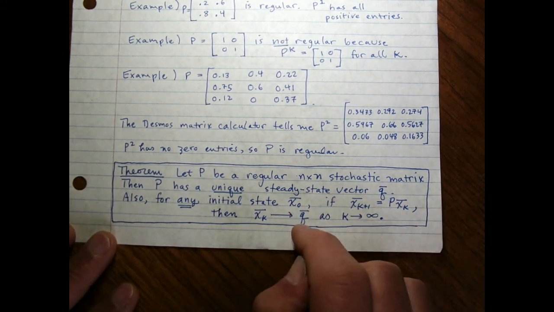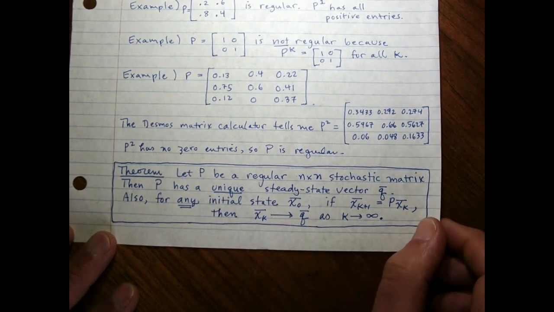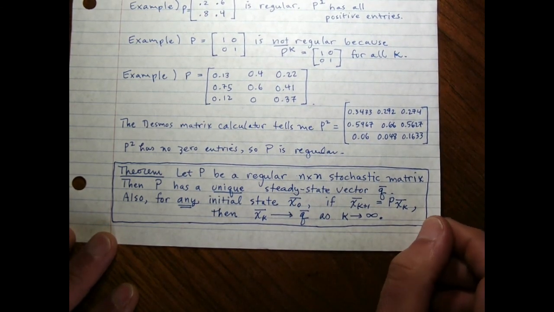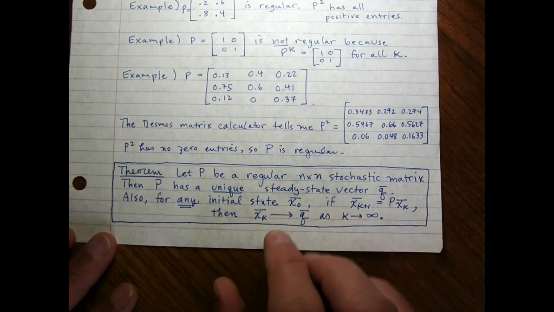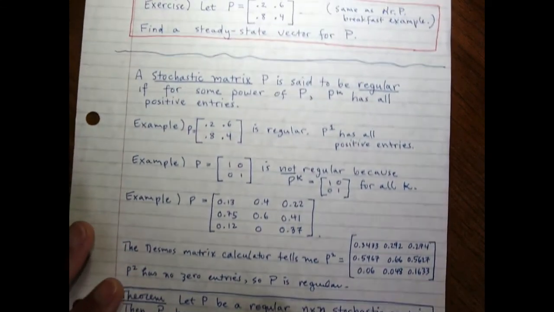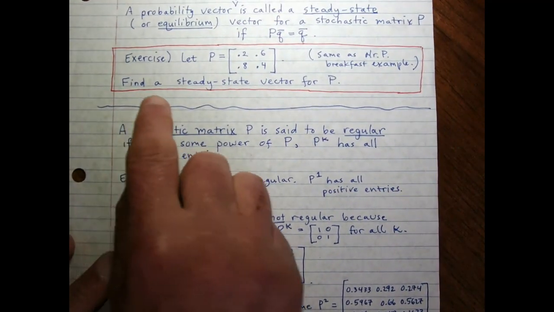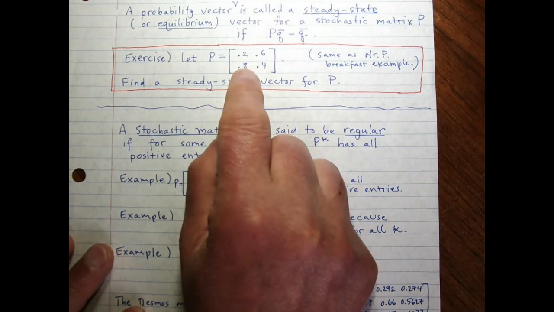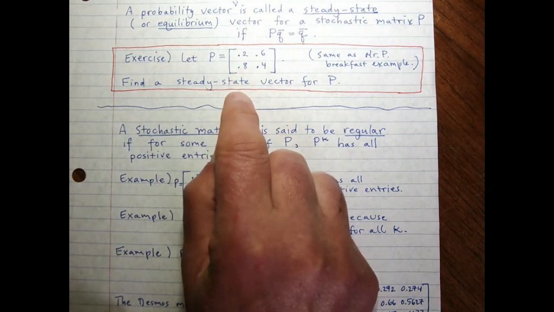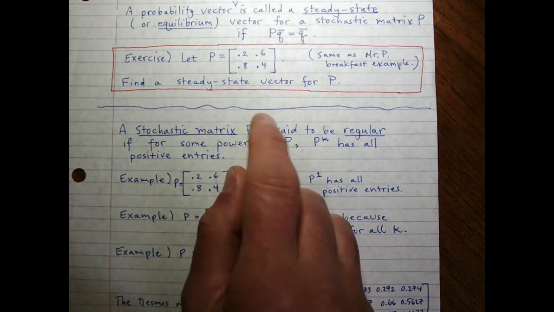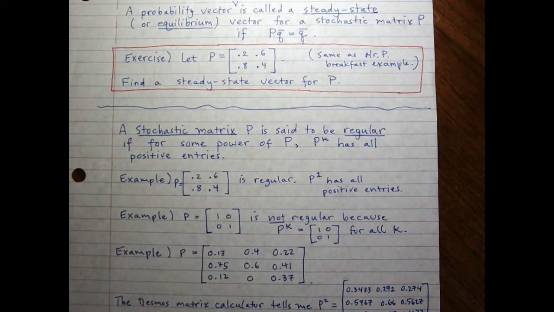If the stochastic matrix was not regular, it turns out the steady state vector might not be unique, and we're not going to see any situations like that. For us, the steady state vector will always be unique. So what I outlined in red here is what you need to know. If you're given a stochastic matrix, you need to be able to find a steady state vector for that stochastic matrix.